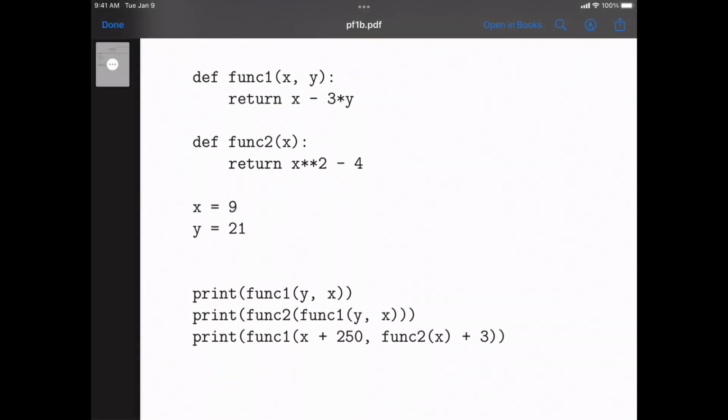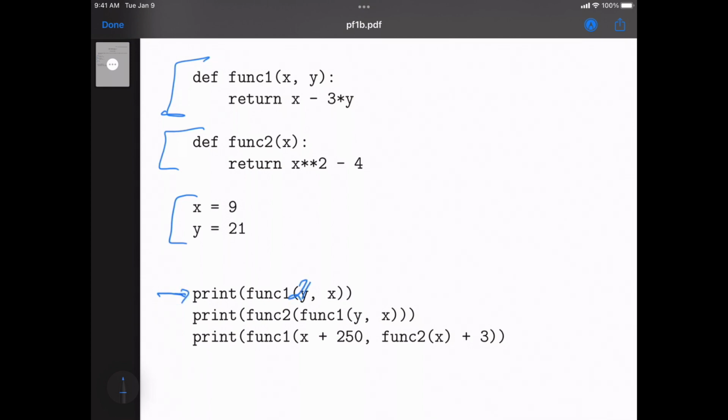I'll go through this version a little bit quicker because all the same principles apply. Again, we have x and y here in the global space, and we also have x and y in the namespace for function 1 and x in the namespace for function 2. The first problem is to evaluate function 1 of y, x.